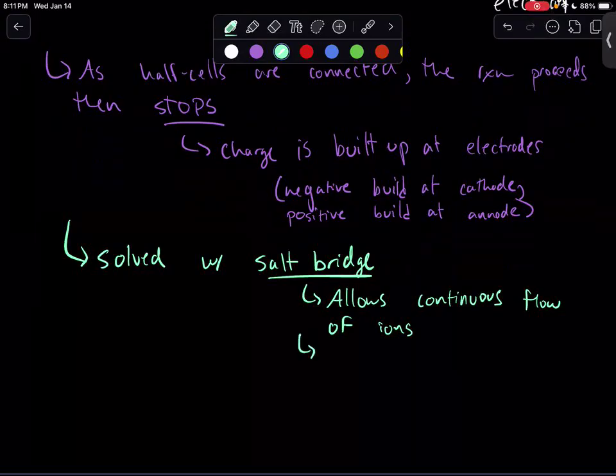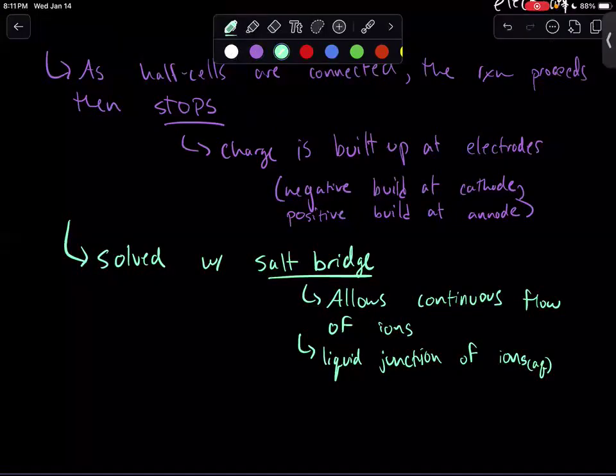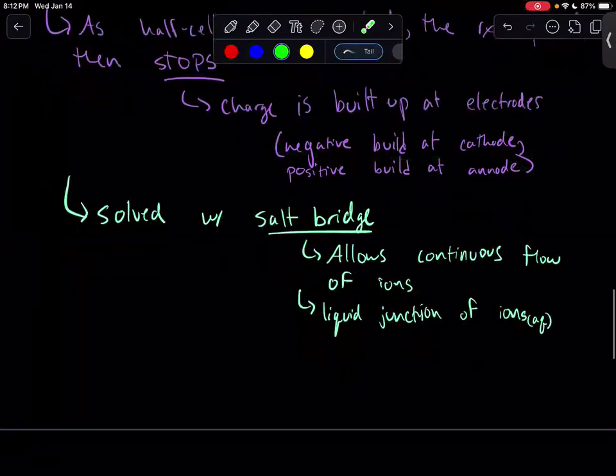It is a liquid junction of ions, and these are going to be aqueous. So it's going to allow for positive ions to go towards the cathode, helping stabilize that charge. So the positive will balance the negative, and negative ions go towards the anode, which will help balance the positive charge.